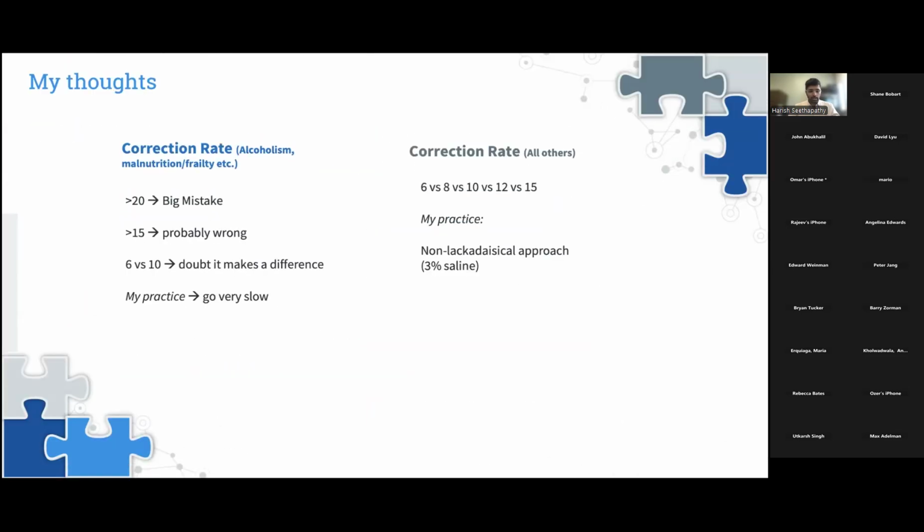What about correction rates? I do think with very high correction rates, and we haven't done this in a long time, it would be a mistake. I don't think I would go for anything like 15 to 20. But at the same time, in these patients who are so predisposed to neurological complications, I really doubt a correction rate of 3 versus 6 versus 9 makes a big difference.